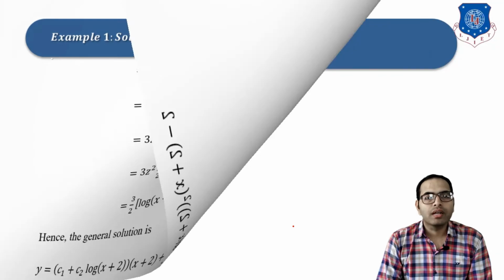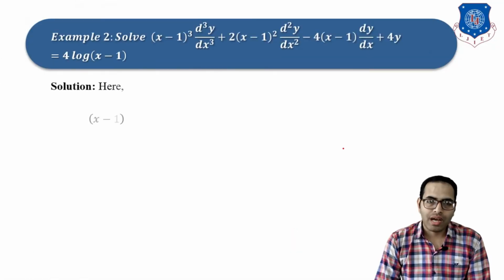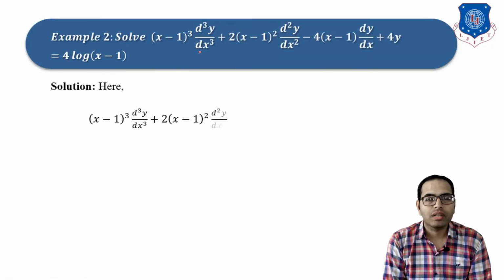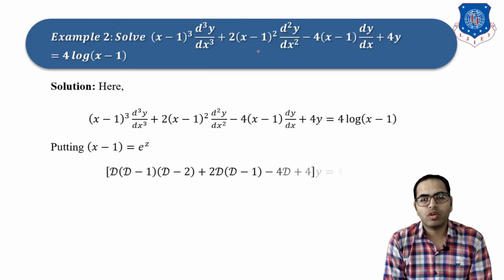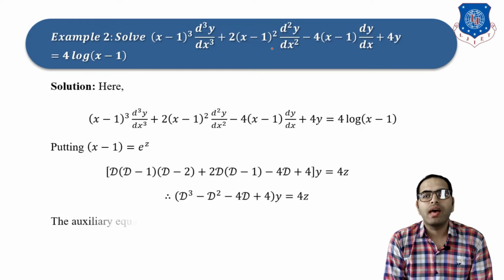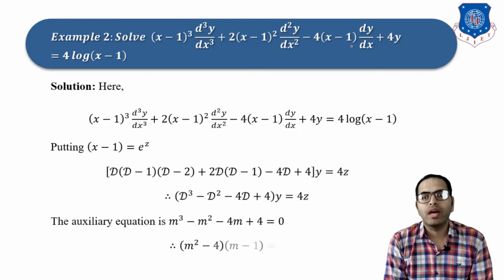Let's move on to one more example. Solve (x minus 1) whole cube y triple dash plus twice (x minus 1) whole square y double dash minus 4 (x minus 1) y dash plus 4y equal to log of (x minus 1).